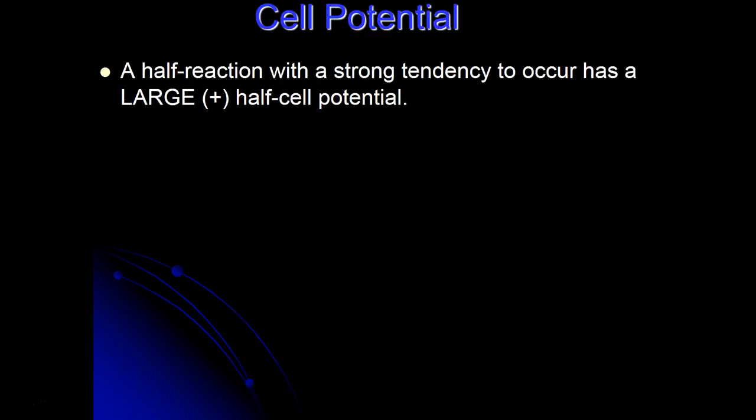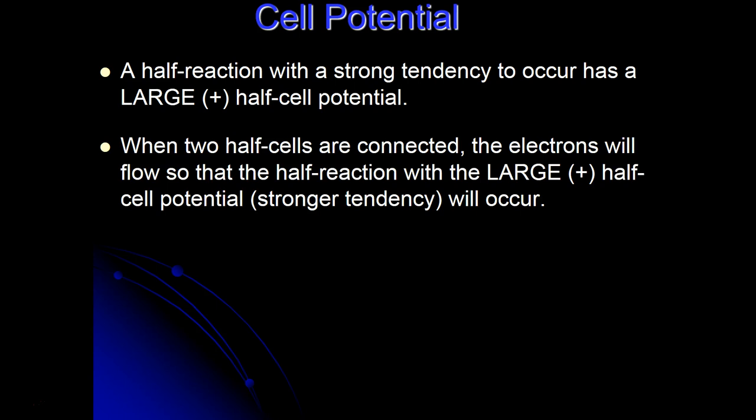So the half reaction with a strong tendency to occur is the one with the largest positive half cell potential. It's the one at the top of the table, big positive E-red, because they're always ranked positive to negative. When two half cells are connected, the electrons will flow so that the half reaction with the largest positive half cell potential, the stronger tendency, is the one that actually happens.